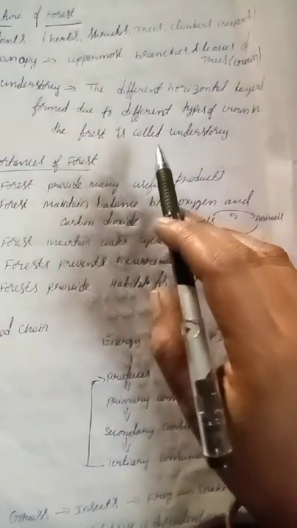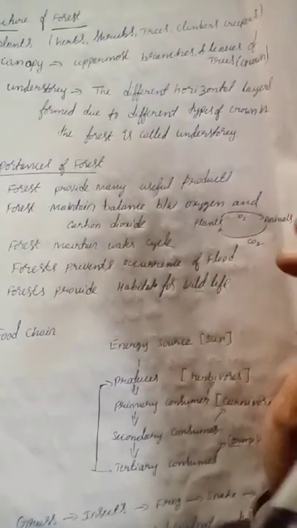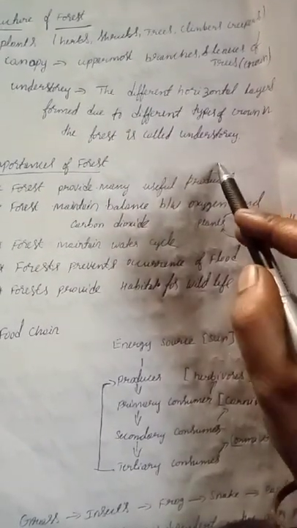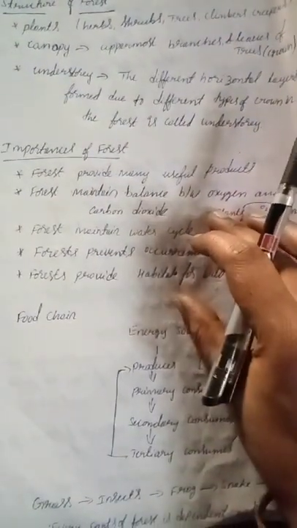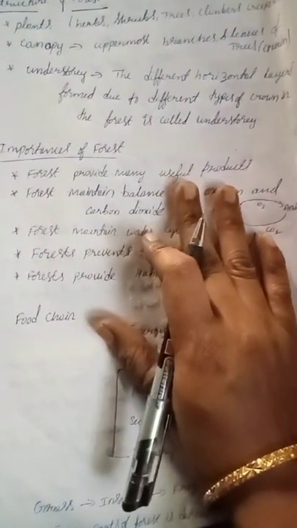Okay, trees. Understory: the different horizontal layers formed due to the different types of crowns in the forest are called the understory. In the forest we get tall plants and small plants, right? Each one has its uppermost branches and leaf part. So these different layers are called understories.